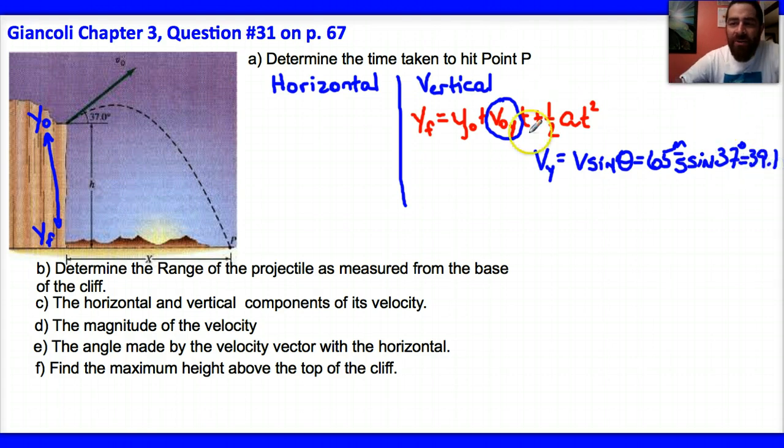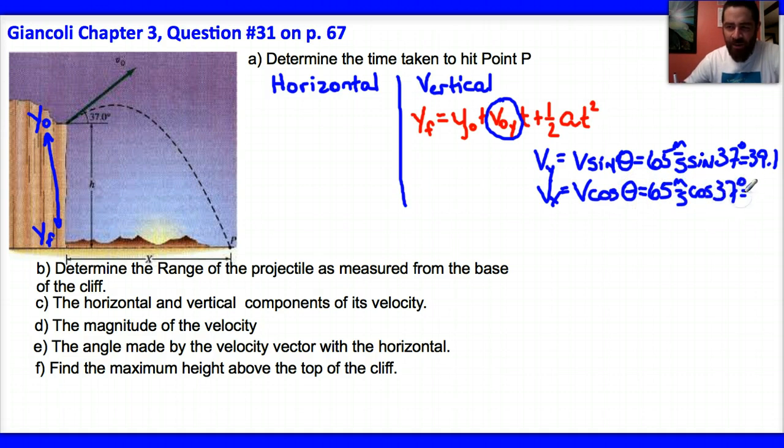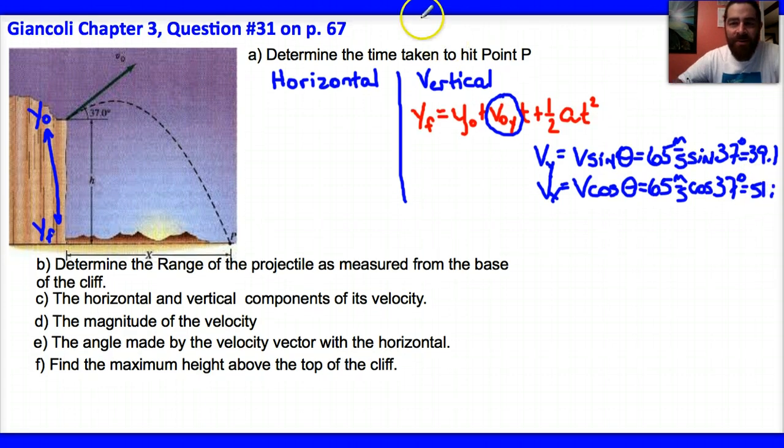I've run out of space for units there. In the x direction, I might as well do it while I've started, the x component is going to be equal to the magnitude of the velocity vector v times the cosine of the angle. So I'm going to get 65 meters per second times the cosine of 37 degrees, and I'm going to get 51.9 meters per second. Again, I've kind of run out of space.